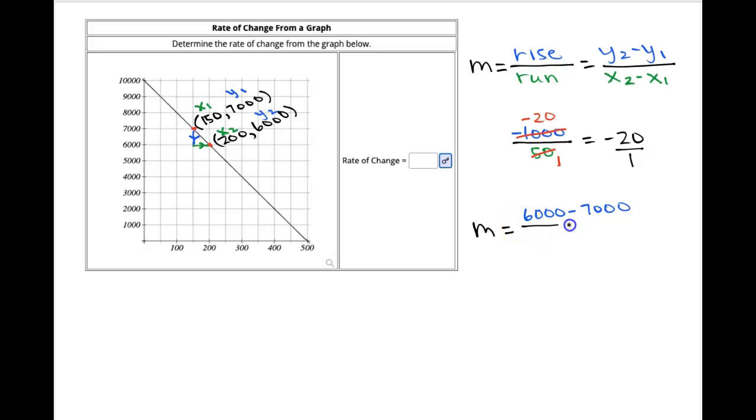And then that's going to be over, right, my x2 minus x1, so that's going to be my 200 minus 150. Okay, so again, when I look at this, well, 6,000 minus 7,000 is negative 1,000. And 200 minus 150 is positive 50. And so again, I get back to what I started with there, right? And that also reduces to be negative 20. All right, so both ways work, whether you want to think about it as the rise over run or think about it as the slope formula.